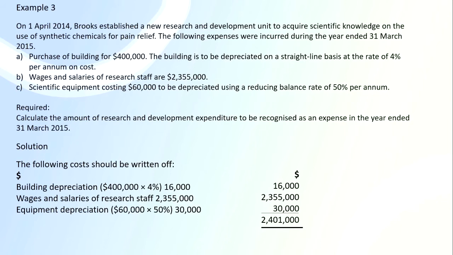So this is calculated as an expense. Equipment costing 60,000 is recorded as a tangible non-current asset. The cost expensed is the 50% depreciation of the 60,000, which is 30,000. So the amount that should be expensed for the year is 2,401,000 for the year ended 31st March 2015.